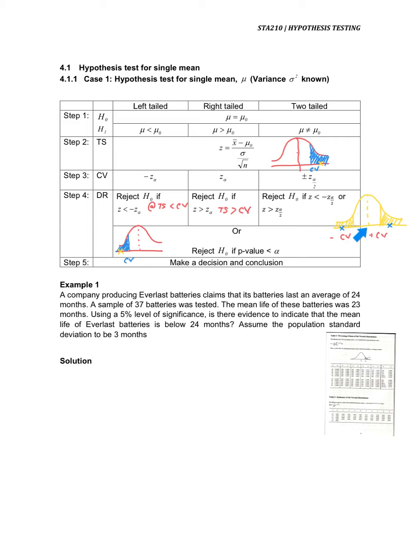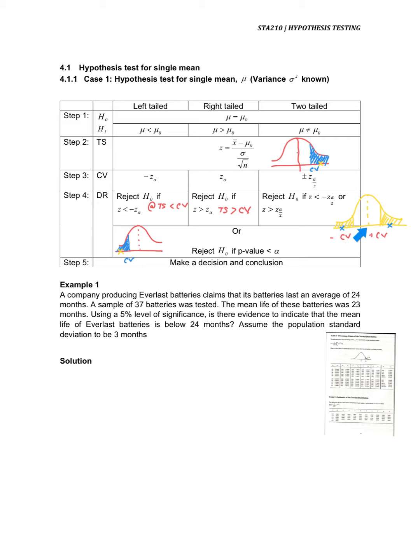So remember, we will reject H0 if your test statistic is less than the critical value at the left side, or your test statistic is greater than the critical value at the right side. Other than that, we also can use the decision rule by using the p-value. We will reject the null hypothesis if the p-value is less than alpha.